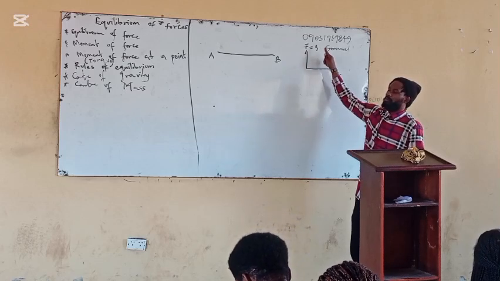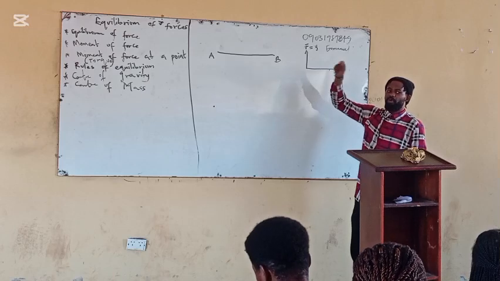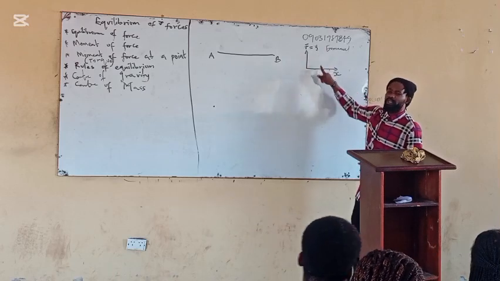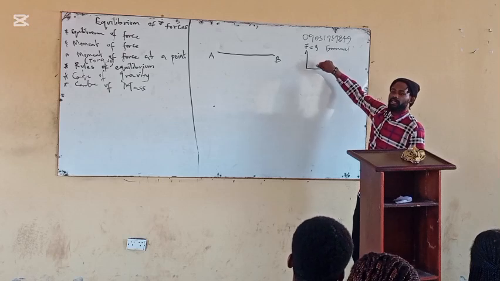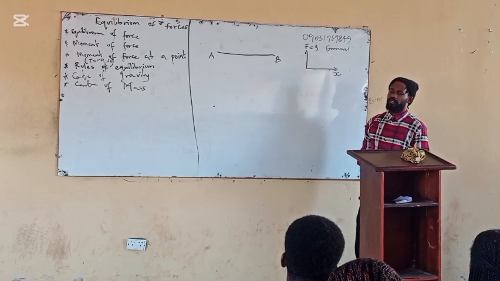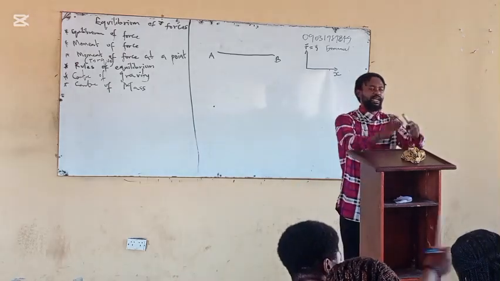But when you are not talking about moment of force at a point, you are not considering that the turning effect should be only 90 degrees. Are you seeing it? So that one is what we call curve. So moment of force is simply the turning effect produced by a force.